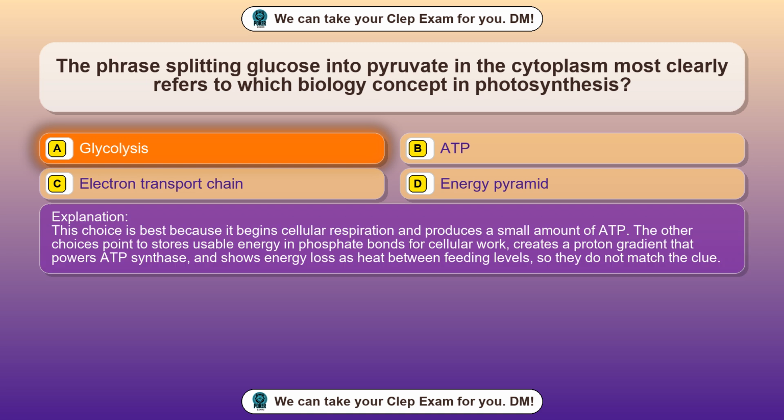This choice is best because it begins cellular respiration and produces a small amount of ATP. The other choices point to stores usable energy in phosphate bonds for cellular work, creates a proton gradient that powers ATP synthase, and shows energy loss as heat between feeding levels, so they do not match the clue.